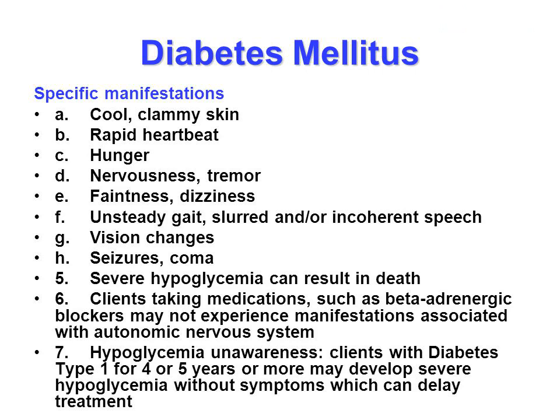D. Nervousness, tremor. E. Faintness, dizziness. F. Unsteady gait, slurred and/or incoherent speech. G. Vision changes. H. Seizures, coma. 5. Severe hypoglycemia can result in death. 6. Clients taking medications, such as beta-adrenergic blockers, may not experience manifestations associated with autonomic nervous system. 7. Hypoglycemia unawareness. Clients with diabetes type 1 for 4 or 5 years or more may develop severe hypoglycemia without symptoms, which can delay treatment.